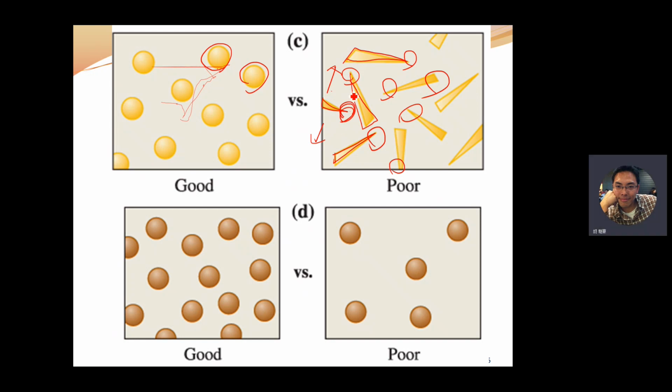And figure D shows the density of the dispersed phase. Of course, a higher density can provide higher mechanical strength than a lower density of the dispersed phase.